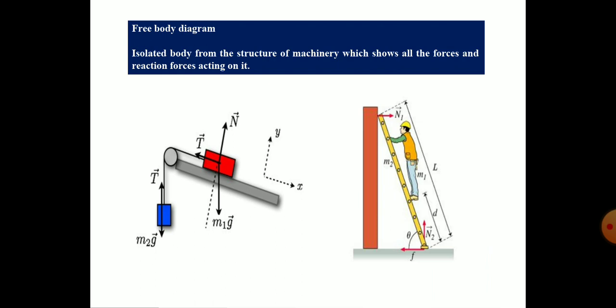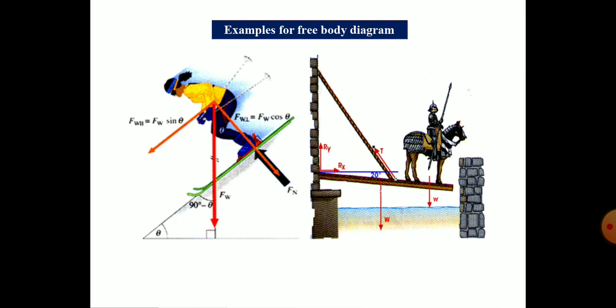Next one is the free body diagram. A free body diagram means we isolate the body from the structure, machinery or other external bodies, which shows the forces and reaction forces acting on it. We eliminate the external factors or structures, and we draw all the forces acting on it and the reaction forces acting on it. That is called a free body diagram.